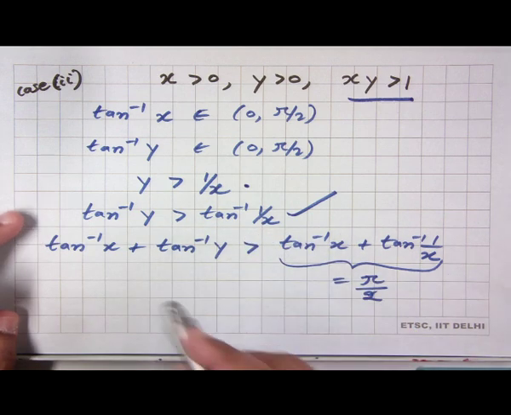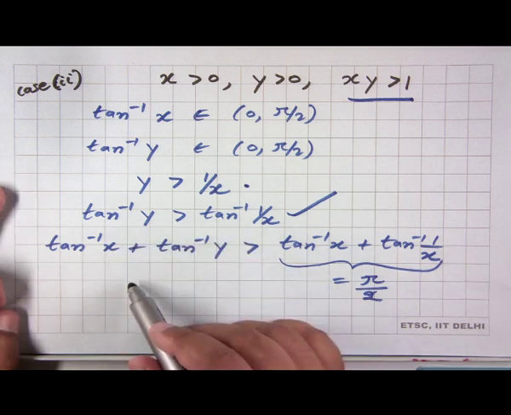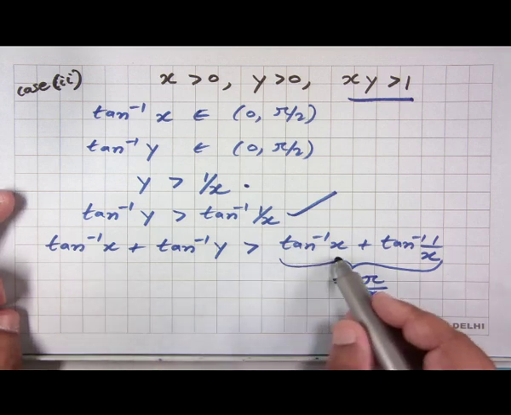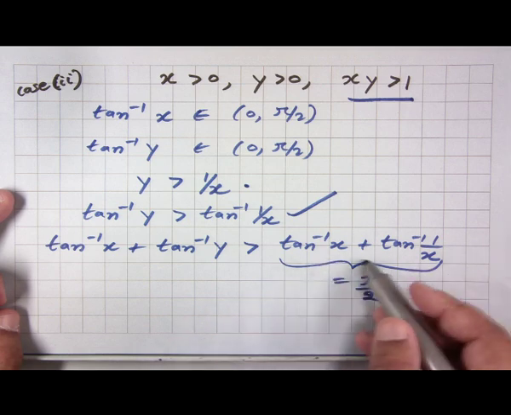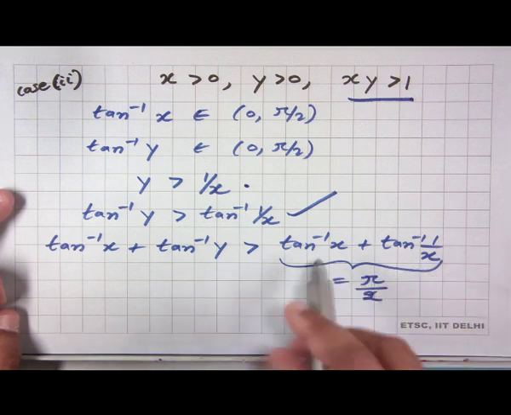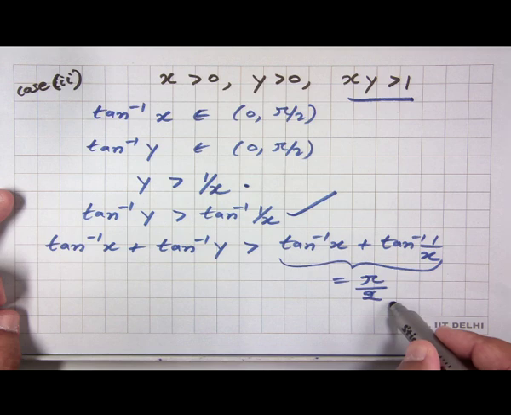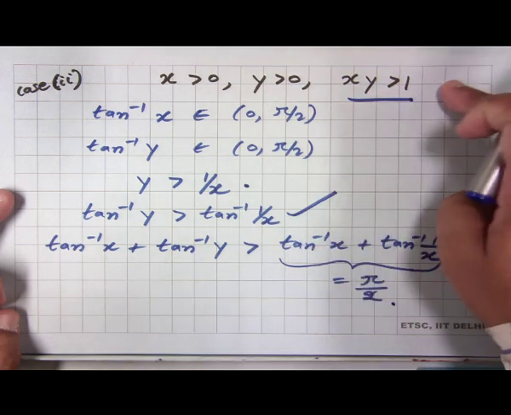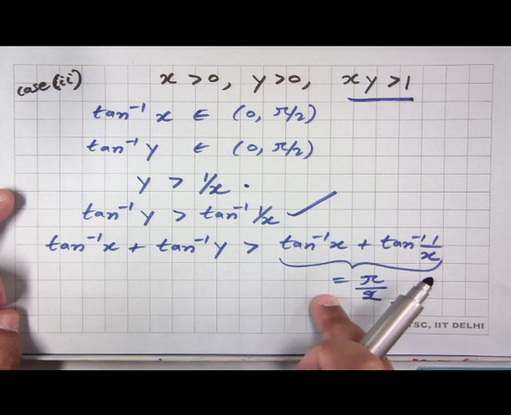And then, as we did before, we will add tan inverse x on both the sides. On the right hand side, we again get tan inverse x plus tan inverse 1 over x, which we had shown that when x is positive, the value of this is equal to pi by 2. Therefore, what we see is that for this scenario here, tan inverse x plus tan inverse y is actually greater than pi by 2.